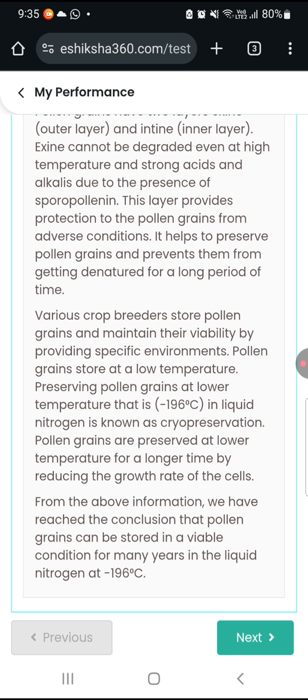Various crop breeders store pollen grains and maintain their viability by providing specific environments. Pollen grains are stored at a low temperature. Preserving pollen grains at a low temperature, that is minus 196 Celsius in liquid nitrogen, is known as cryopreservation. Pollen grains are preserved at low temperature for a long time by reducing the growth rate of the cells. From the above information, we have reached the conclusion that pollen grains can be stored in a viable condition for many years in liquid nitrogen at minus 196 Celsius.